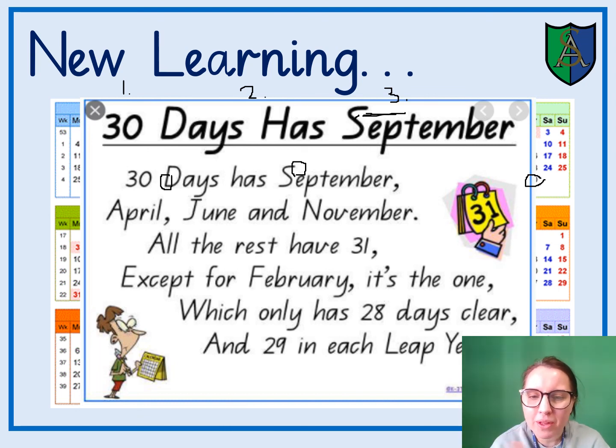So for example, there are 30 days in September, April, June and November. There are 31 in all of the rest of them. So you could maybe work out which months have 31 days in them based on what you know about September, April, June, November and February. Okay, so have a little bit of fun with that, and I hope that you've enjoyed maths today.